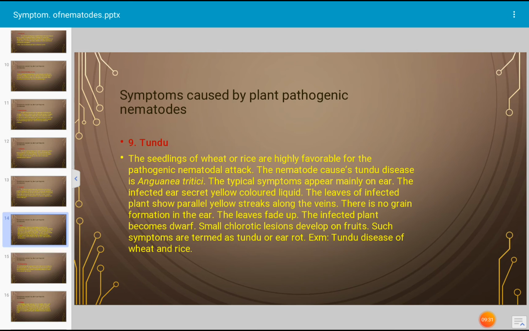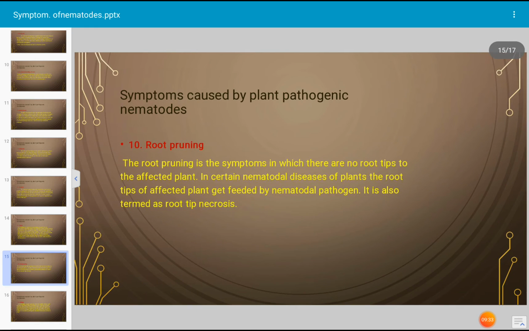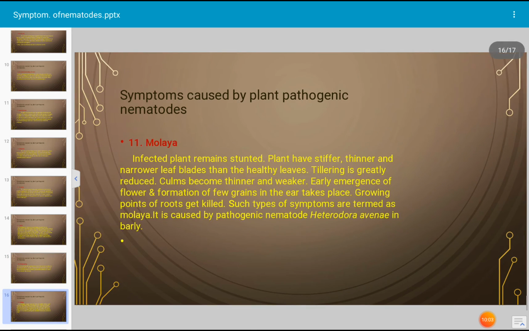Okay, next, another type of symptom which is caused by nematodal pathogen is root pruning. Root pruning is the symptom in which there are no root tips in the affected plant. In certain nematodal diseases of plants, the root tips are affected, and the plant gets damaged by the nematodal pathogen. Such symptoms are also described as root pruning or root tip necrosis.